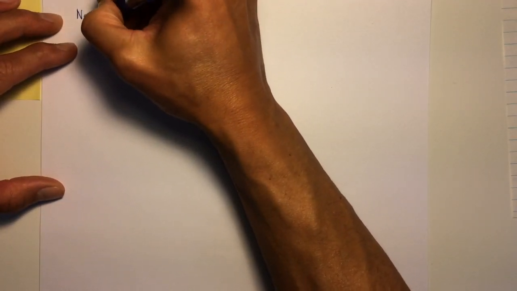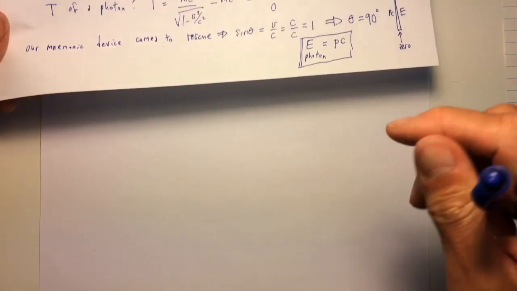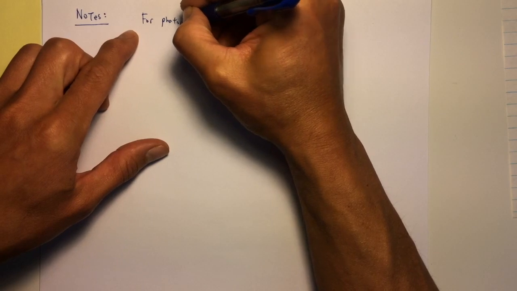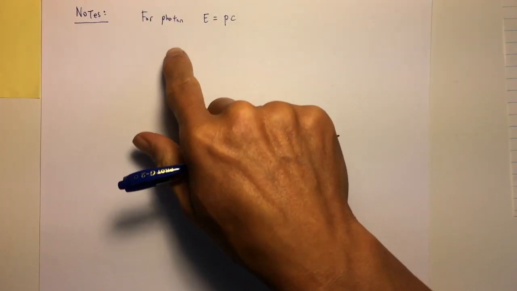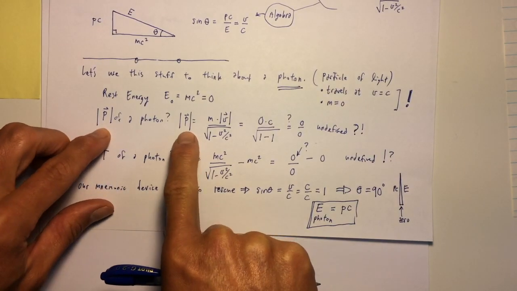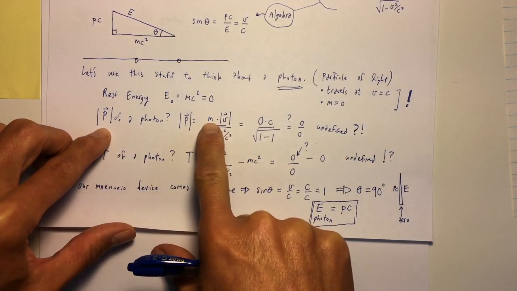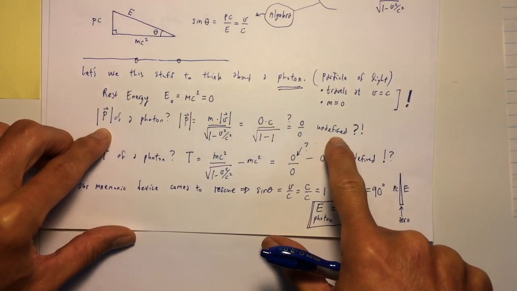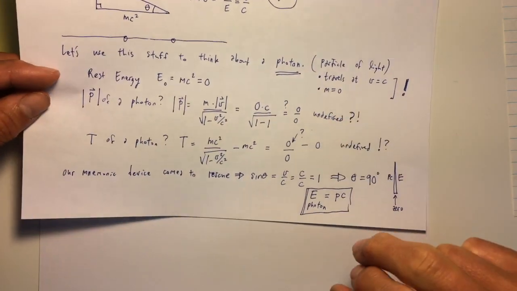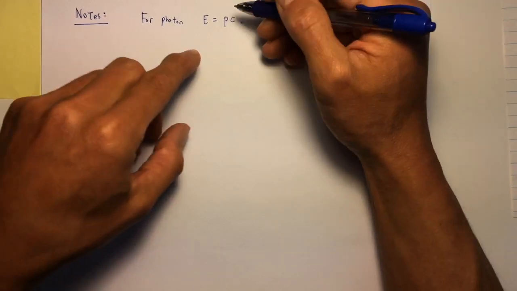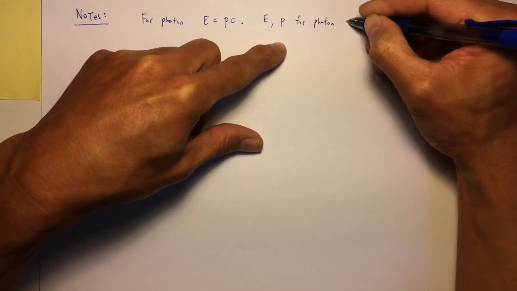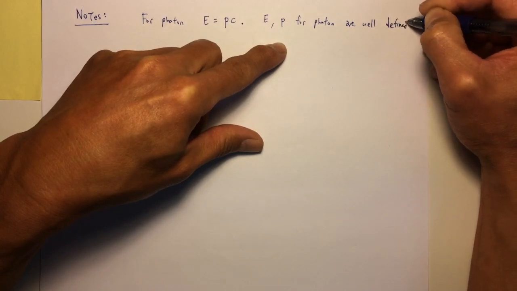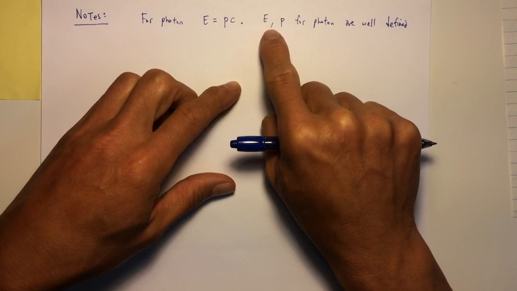So some notes. I'm going to put a few notes on this page. So the first note has to do with what we just discovered. For a photon, the energy of the photon is equal to P times C. Right? For photons, if you go in and look at the definition of momentum in terms of a material object, an object made out of matter, I get this undefined thing. So what's interesting is that E and P for a photon are well defined. At least the relationship between the energy and the momentum of a photon.